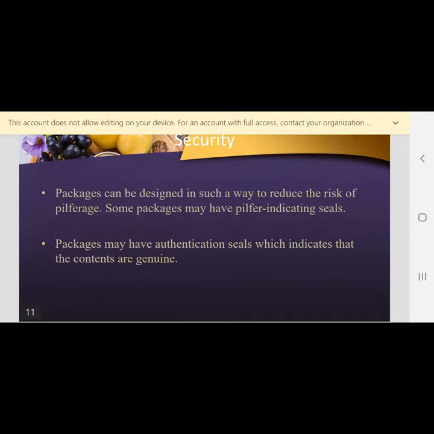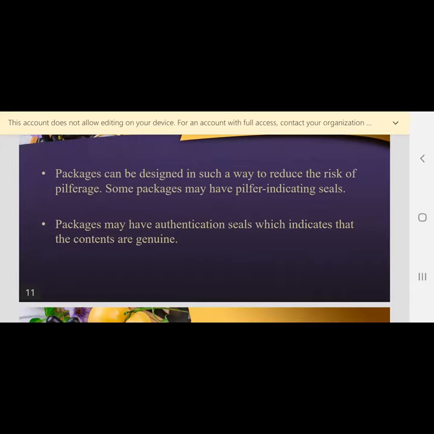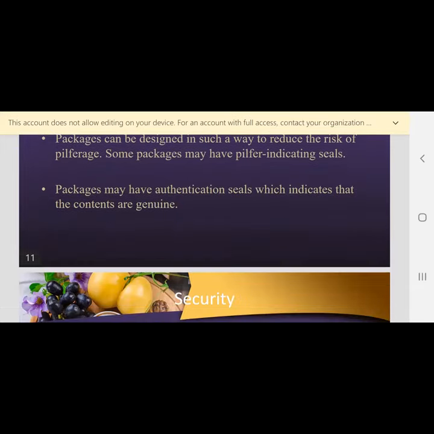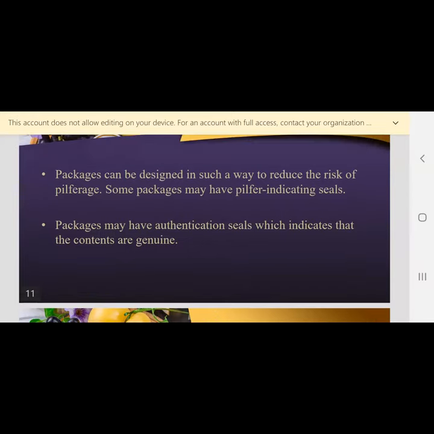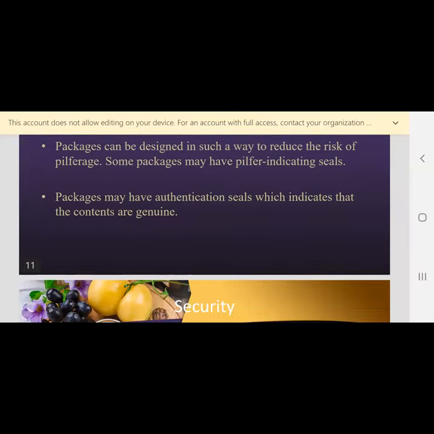Packages may have an authentication seal which indicates that its contents are genuine. So here it comes to the trademark or registered trademark for your specific product, and it is also a proof of your genuineness. Suppose the Dabur trademark is proof that it is a very authenticated ingredient, its contents, and it is from Dabur, for example.